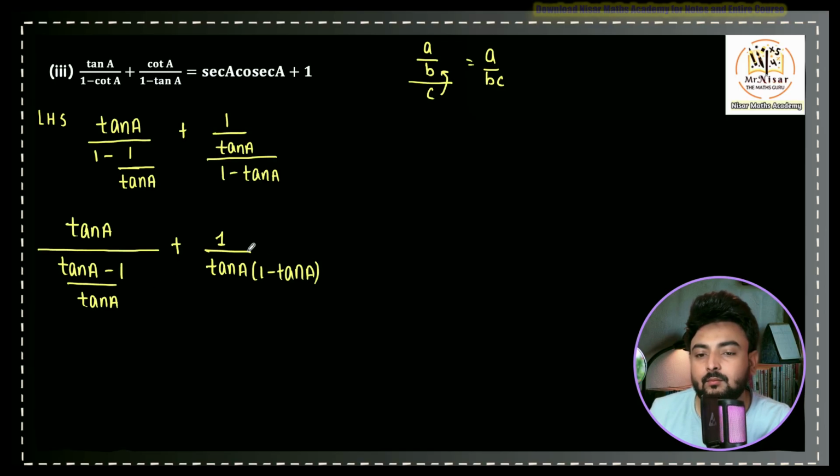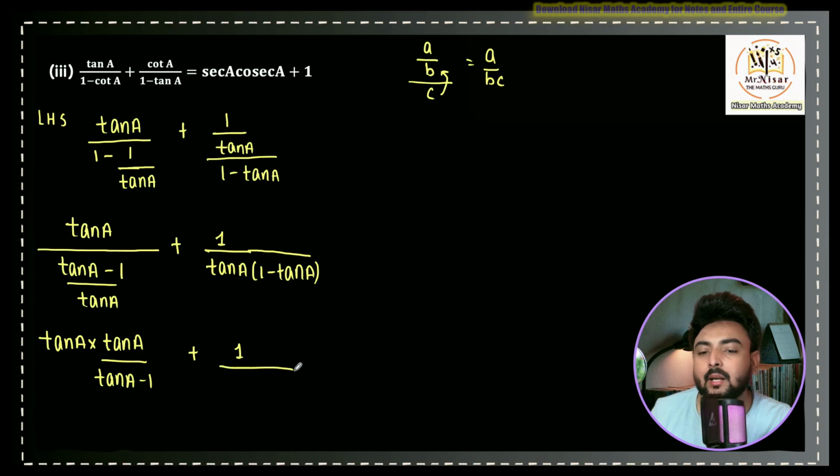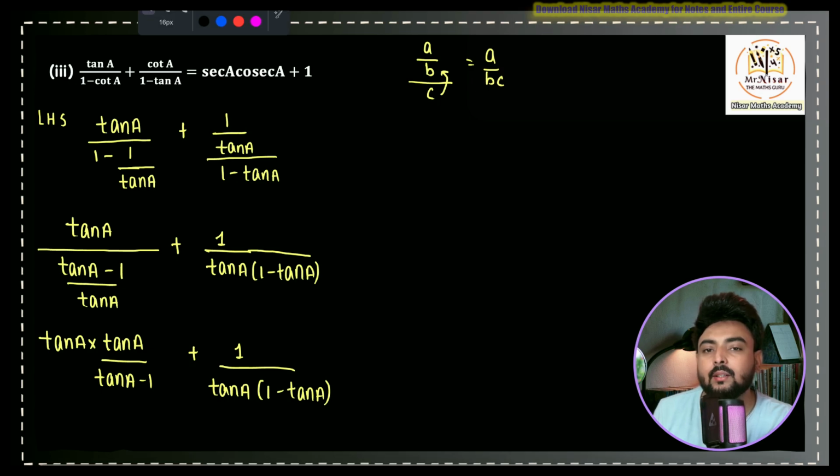Then how to proceed ahead? Here you have a fraction in the numerator and a fraction in the division. When a fraction is in division, it becomes reciprocal. So it will be tan A into its reciprocal, tan A upon tan A minus 1, and here we have 1 by tan A in bracket 1 minus tan A. Now, children, tan A into tan A becomes tan square A.